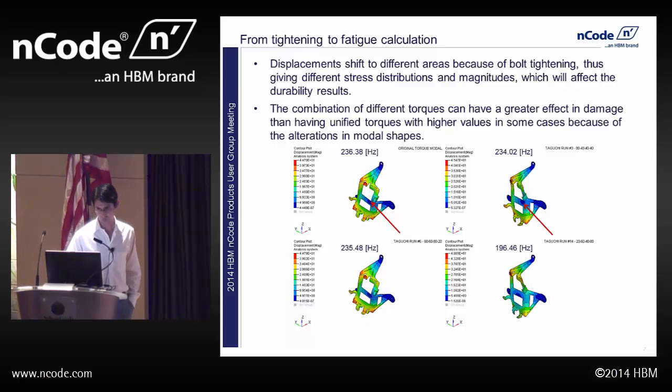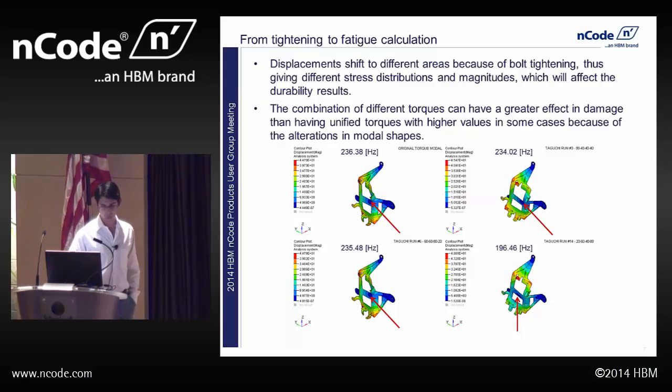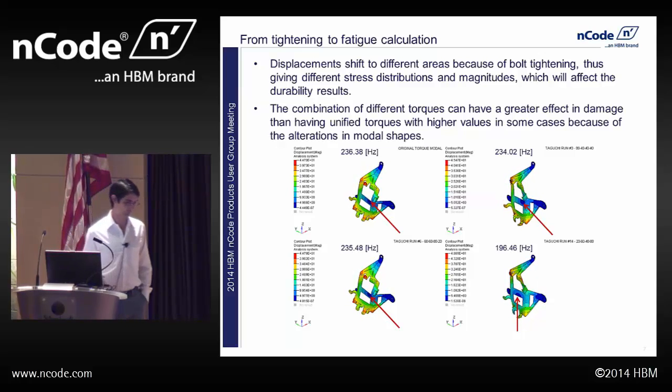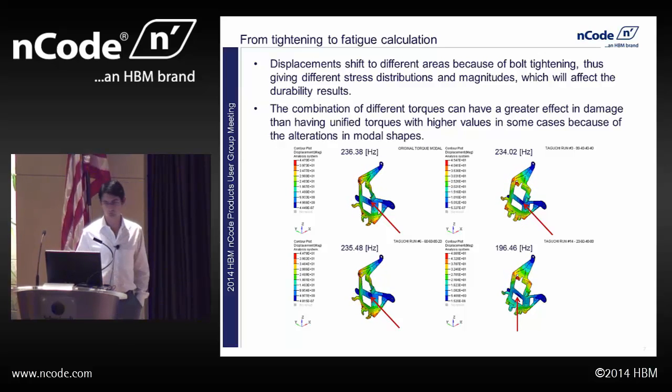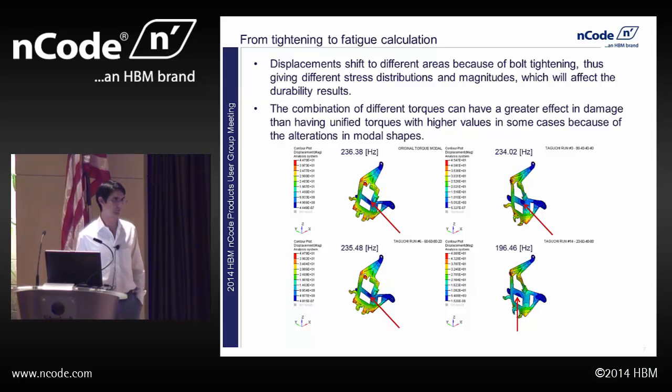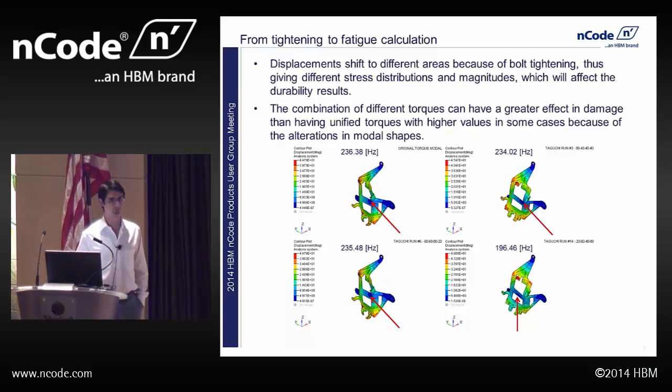As you can see, the center of this bracket, the mode shape is changing. So the combination of different torques can have a greater effect on damage than having unified torques in the whole model. We're going to show this just as a demonstration. The last one is the one that's shifting the most in natural frequency, but it doesn't have real torque levels. It's just for demonstration.